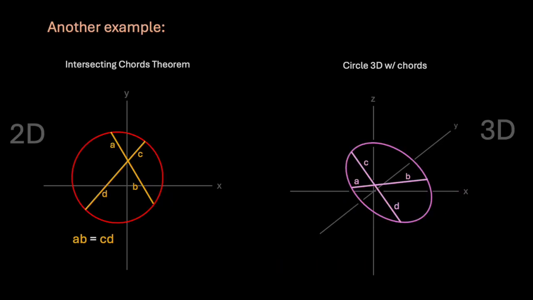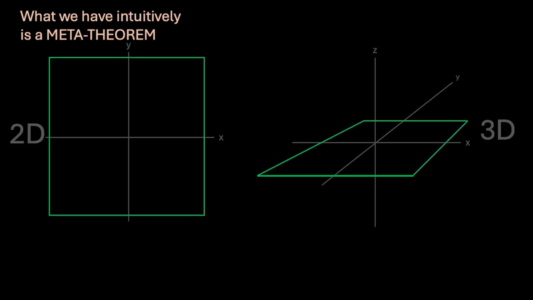Or here's another one. Euclid gives us this beautiful proof in 2D, the intersecting chords theorem. Two chords within a circle, A times B equals C times D. What if we're working now in 3D with a tilted 3D circle? Does this require any additional proof? And so what we're working towards here intuitively is a meta theorem. It's a theorem about all 2D plane theorems, plane geometry.